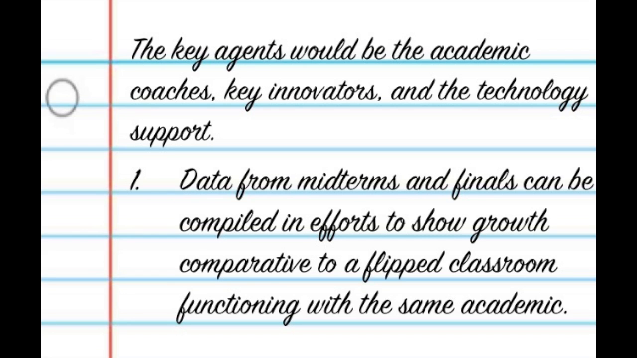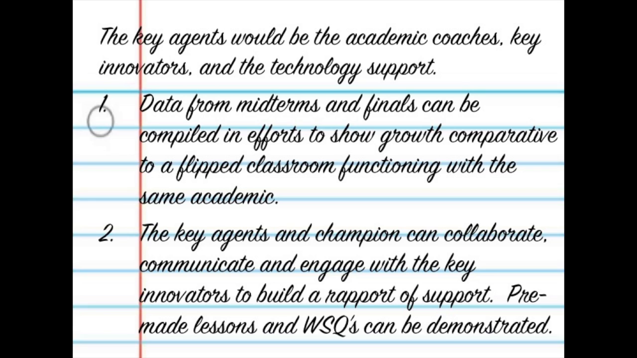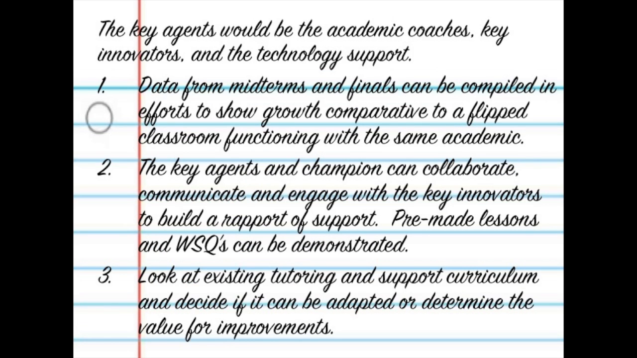Data from midterms and finals can be compiled in efforts to show growth comparative to a flipped classroom functioning with the same academic. The key agents and champion can collaborate, communicate, and engage with the key innovators to build a rapport of support. Pre-made lessons and WSQs can be demonstrated. Look at existing tutoring and support curriculum and decide if it can be adapted or determine the value of improvements. Motivate the innovators with incentives and student progress.